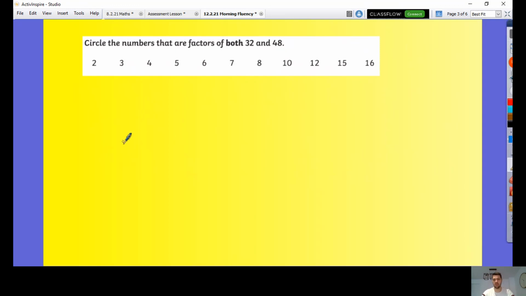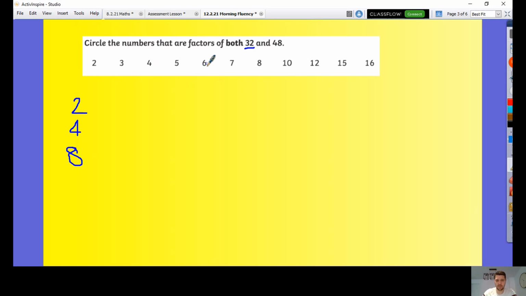So actually that might be quite difficult to draw. Hopefully you've done factor beetles or factor bugs. I'm going to just write them down. So factors of 32. 32 is even, so I know that 2 is a factor. Is 3 a factor? 3 plus 2 is 5, and 5 is not in a multiple of 3, so neither is that. 4 times 8 is 32, so I'm going to put 4, and I'm also going to put 8.